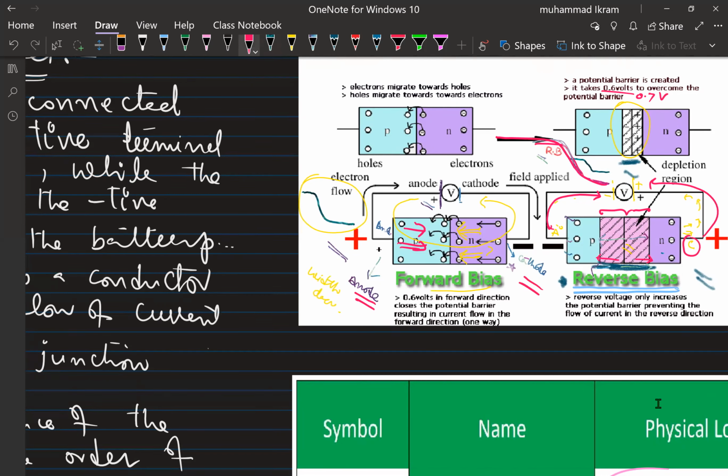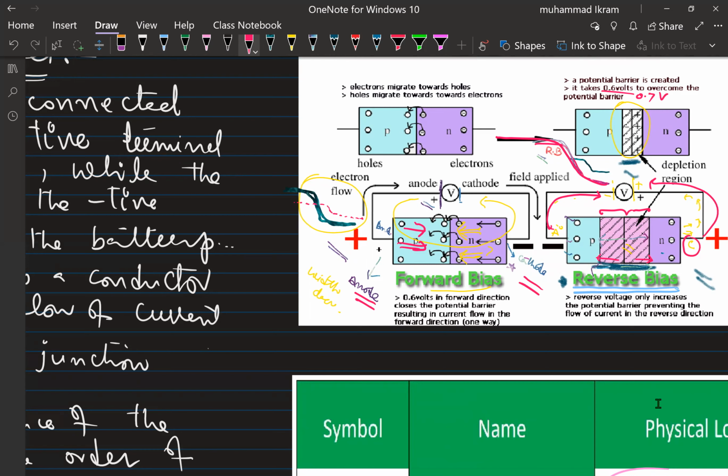And contrary to this, here if this was the normal width, like this one, then after the forward bias situation, the width decreases considerably. This is the forward bias case. This is for the normal, and this is for the reverse bias condition.